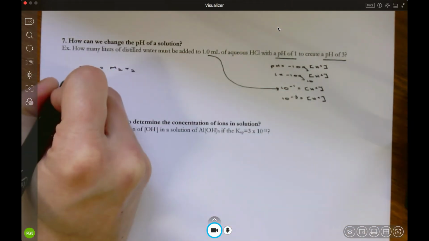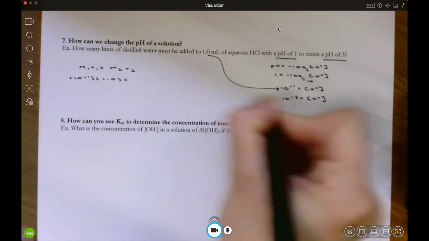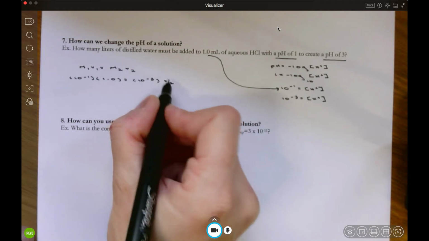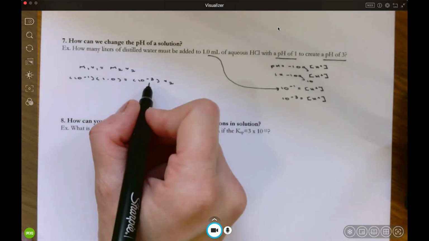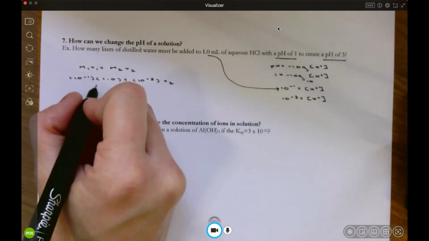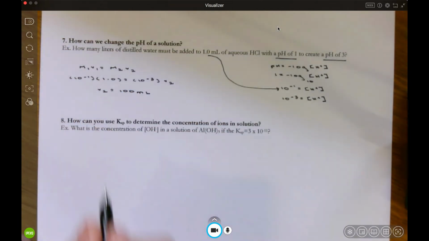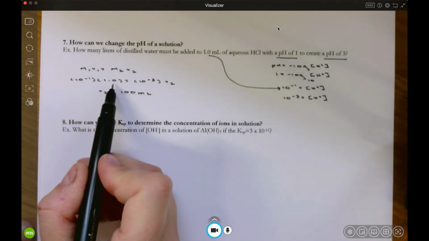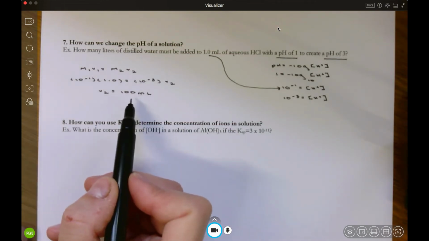My initial concentration is 10 to the negative first. Its volume is 1 mil. The new concentration is 10 to the negative third. And I'm solving to figure out what volume I would have to end up getting, right, in order to have a concentration of 10 to the negative third. Well, when you solve that, your V2 is going to be 100 mils. So just like any other dilution problem, I'm going to add 1 milliliter of a solution that has a concentration of 10 to the negative first. And I'm going to add enough water until I get a final volume of 100 mils.